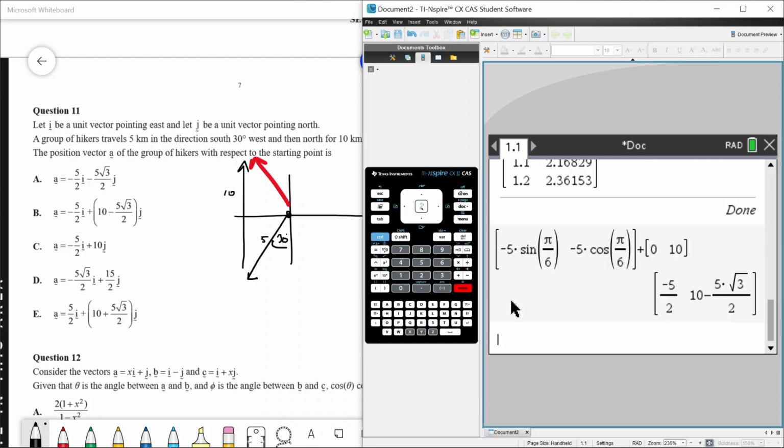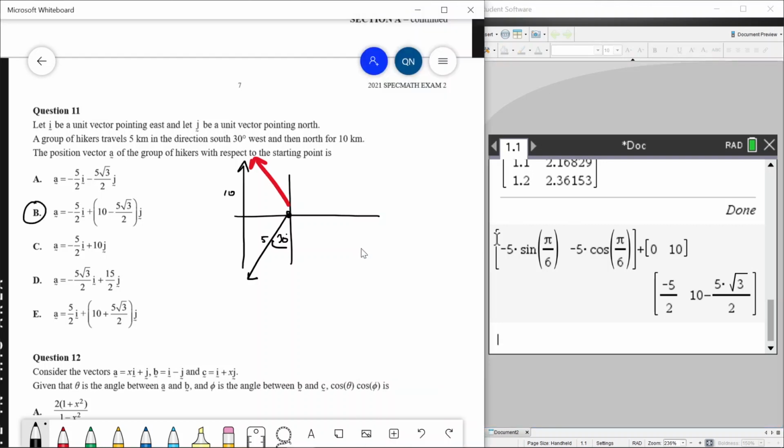So, what is that going to be? That looks like B or E, so I think that's B.